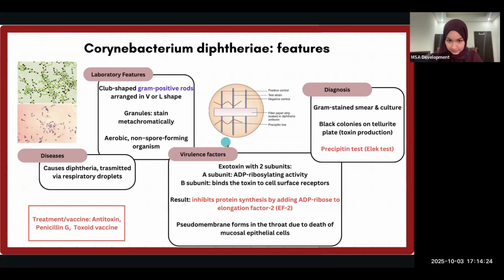But basically, this is the positive control, negative control. This is the test strain. If you see this squiggly line passing through it, then that means it's positive. So the negative control will never have a squiggly. The positive control will have a squiggly going through it. The test will show you whether it'll have a squiggly or not. So this is a positive Elek test.